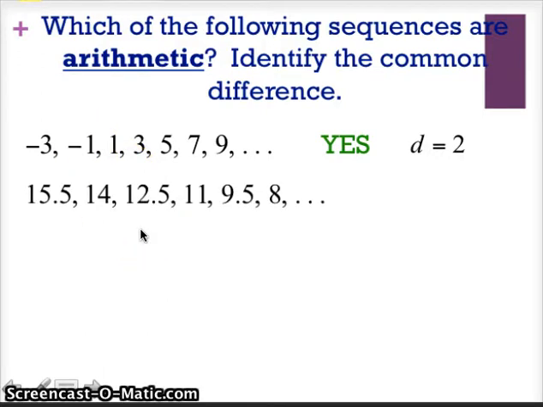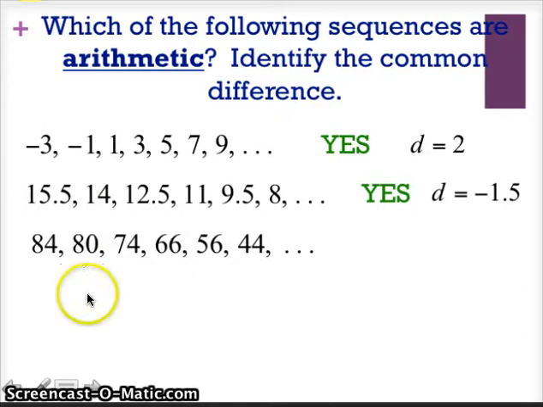How about here? How much is the sequence going down between 15.5 and 14? It looks like it went down 1.5. Okay, so now going from 14 to 12.5, how much did it go down? Subtracting these two numbers, we can see again it went down 1.5. So it looks like this sequence is also arithmetic, and that the common difference is negative. It's going down 1.5. So notice that in order to find the common difference, what I'm doing is subtracting two terms.